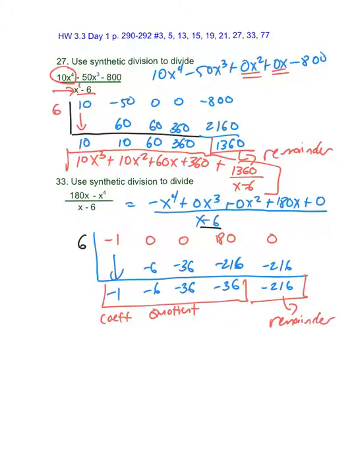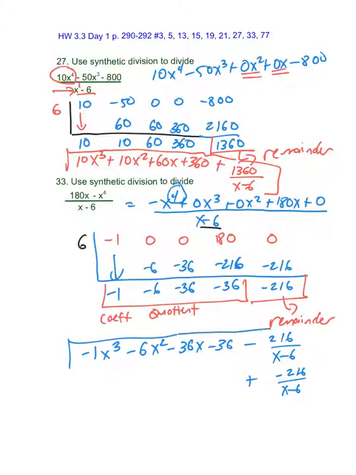So let's interpret that and put down our solution. The highest power of the quotient is going to be 1 less than what we started with, which was 4. So we're going to have negative 1x cubed minus 6x squared minus 36x minus 36 minus 216 over x minus 6. You could also put, if you wanted to, plus negative 216 over x minus 6. Either one of those two versions for the remainder over the divisor are acceptable.